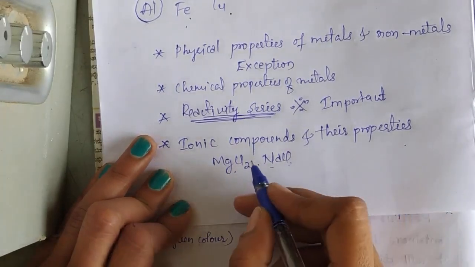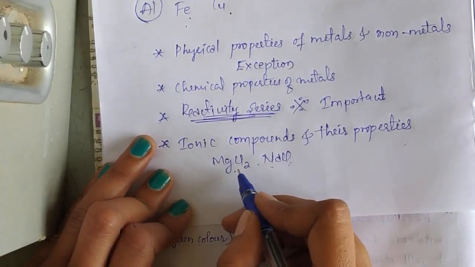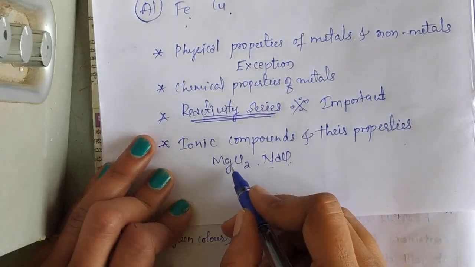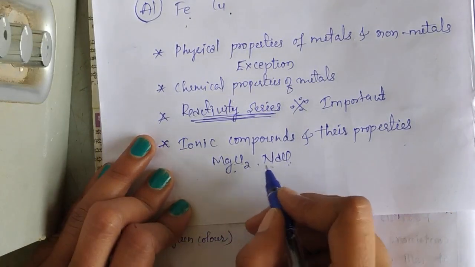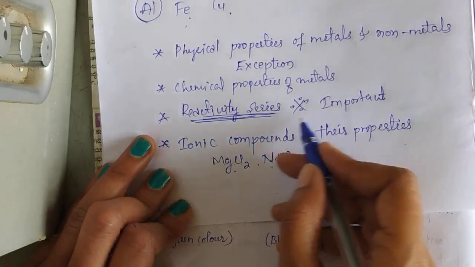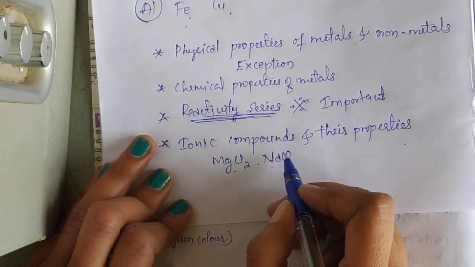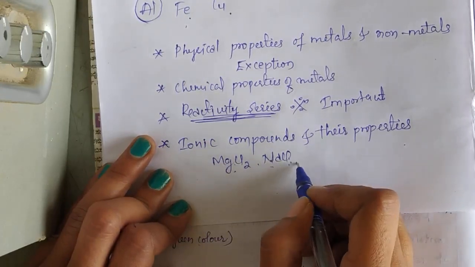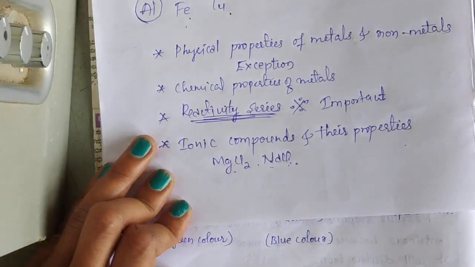Okay, sometimes they may also ask you to write the electron dot structure of magnesium chloride and sodium chloride. Okay, from this concept almost questions will be asked. It is also very important. Okay, we'll see the remaining questions in the next class.